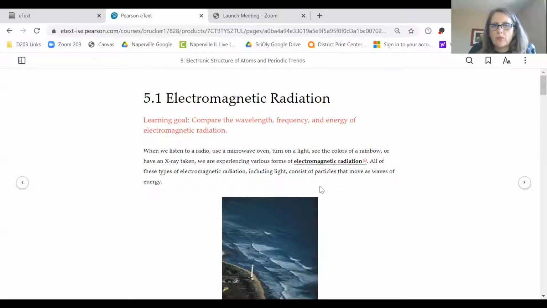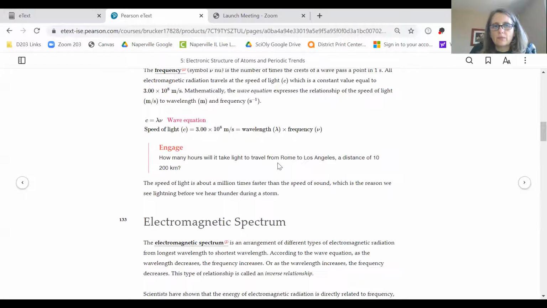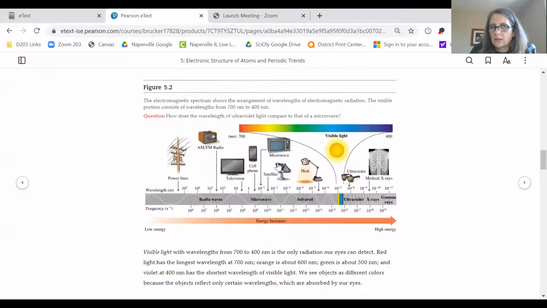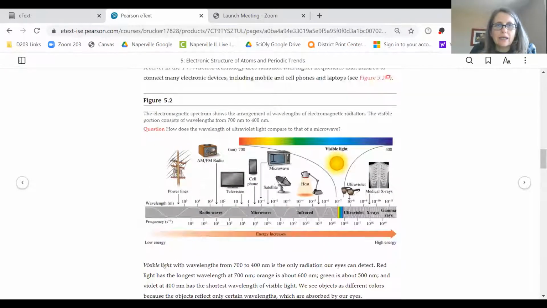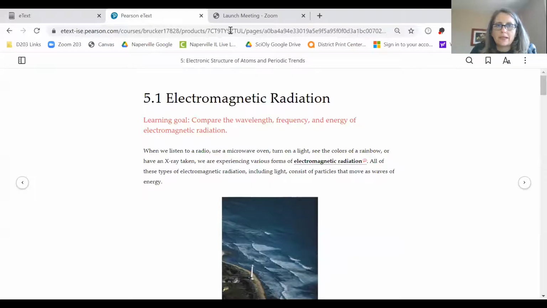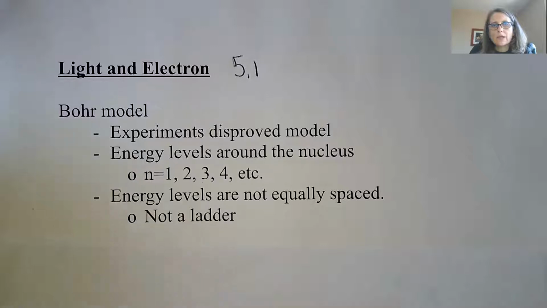If you go to section 5.1, it's called electromagnetic radiation. We did give you a slide deck to go through some of the finer points of electromagnetic radiation, but your book also goes through a very nice explanation of light and the electromagnetic spectrum. So that's going to be a resource for you going forward. We are talking about light because the only way we know about the electron is to experiment with it.